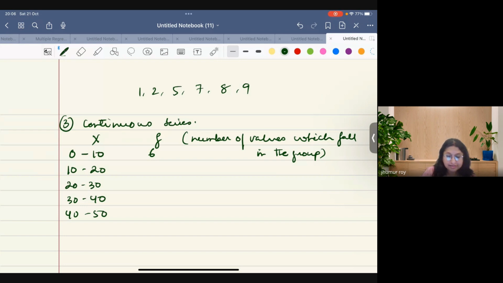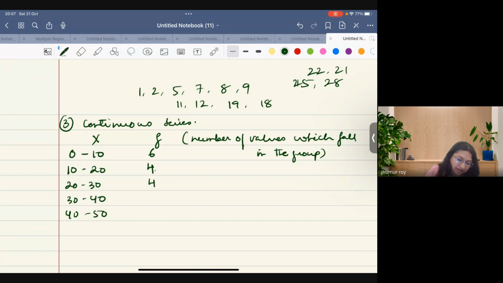Let me give you an example of the second class. So suppose I say 11, 12, 19, 18. So there are 4 values which fall between 10 and 20. Okay. Then you've got 25, 28, 22, 21. So there are 4 values which fall between 20 to 30.